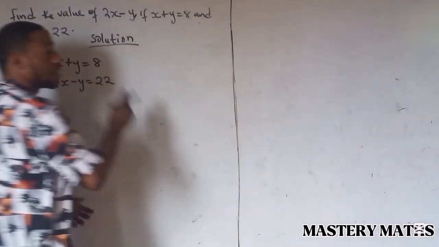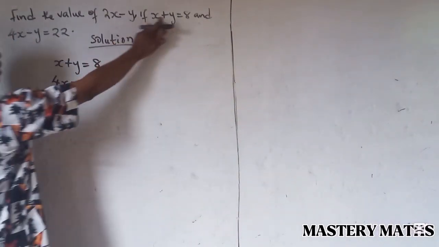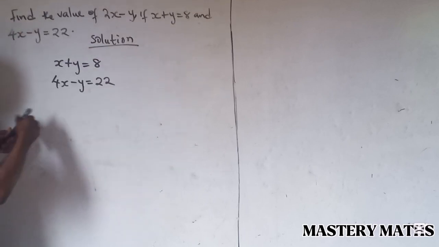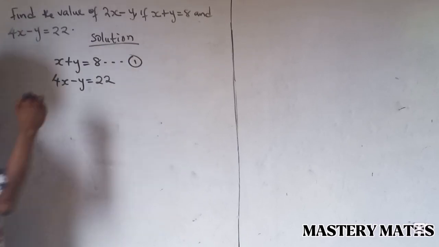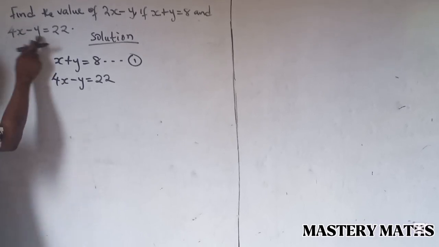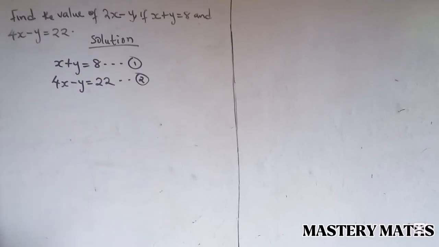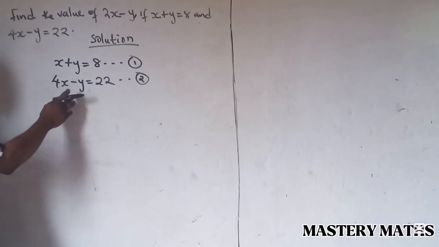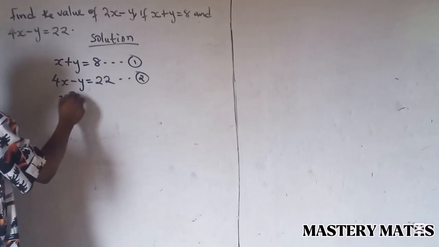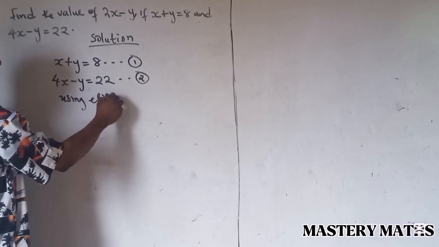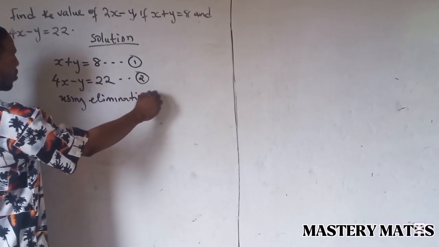So we call this x plus y equal to 8, which is the first one, equation 1. The next one, 4x minus y equal to 22, gives us equation 2 on the board. Now, whenever using the elimination method, you state the method you're using. Using elimination method.